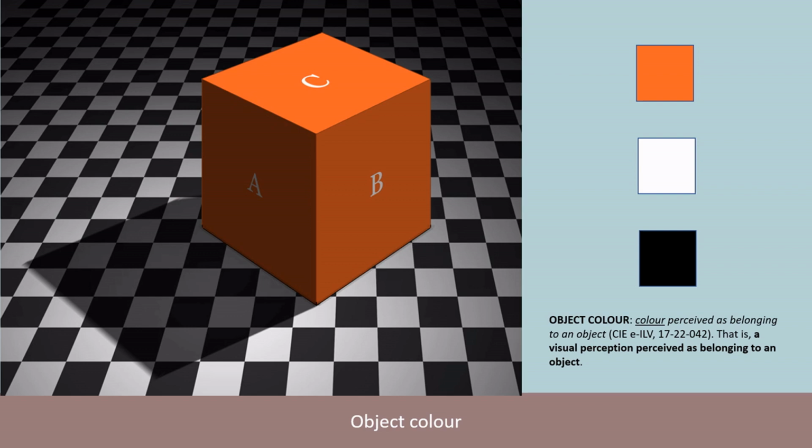Although they are perceptions, we perceive object colours to be located outside us in objects themselves, as in the uniform black, white and orange object colours that we perceive to be located in the tiles and cube depicted in this image, even though, and this bit is in italics, even though these objects are physically non-existent.